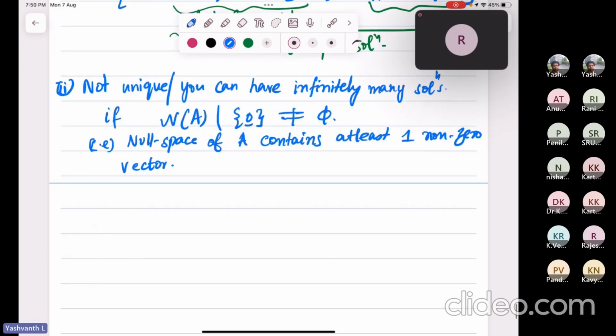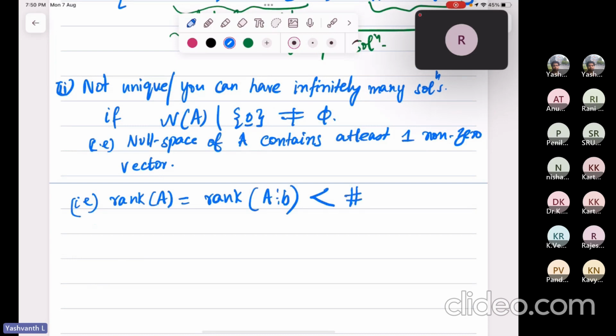Or in other words, by the rank nullity theorem, rank of A equal to rank of A augmented with B, this is for consistency, should be strictly less than the number of columns. Because if it has at least one non-zero vector, that means the nullity is strictly greater than 0, which means the rank should be strictly less than the number of columns in A.